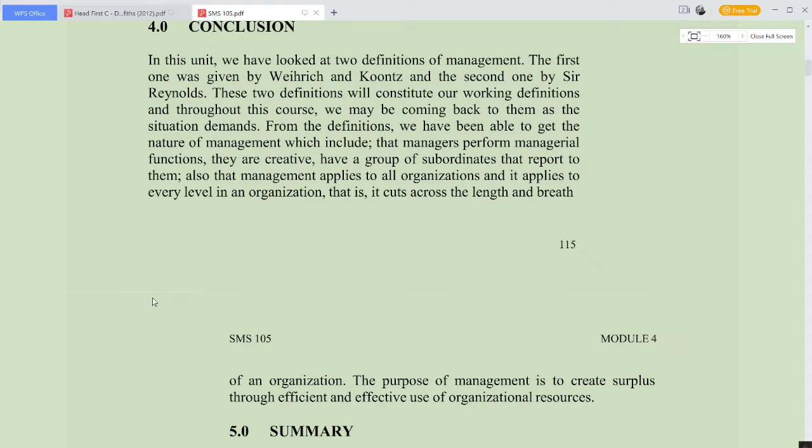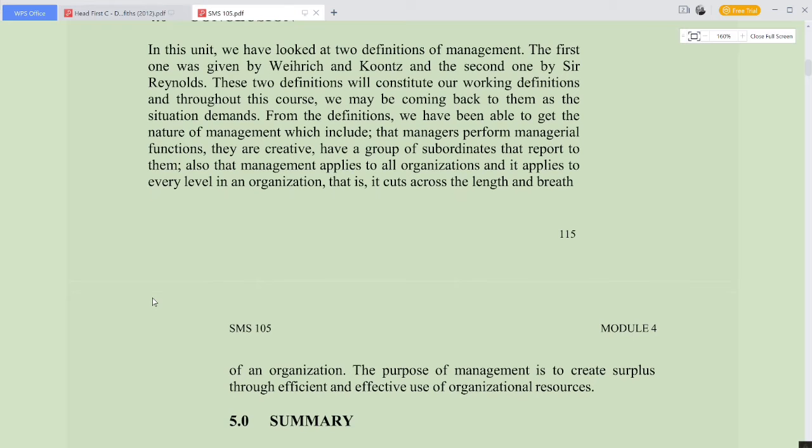Conclusion. In this unit, we have looked at two definitions of management. The first one was given by Weihrich and Koontz, and the second one by Sir Reynolds. These two definitions will constitute our working definitions, and throughout this course, we may be coming back to them as the situation demands. From the definitions, we have been able to get the nature of management, which includes that managers perform managerial functions, they are creative, and have a group of subordinates that report to them. Also, that management applies to all organizations and to every level of an organization. That is, it cuts across the length and breadth of an organization.